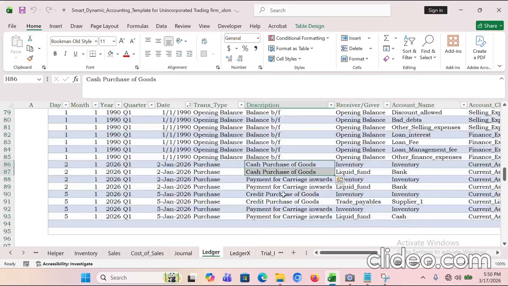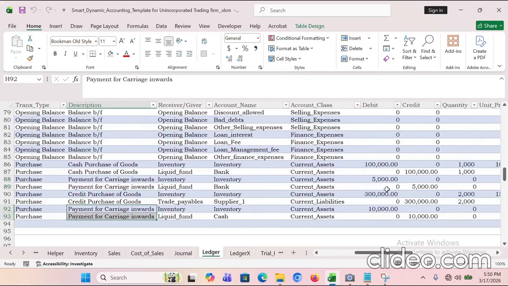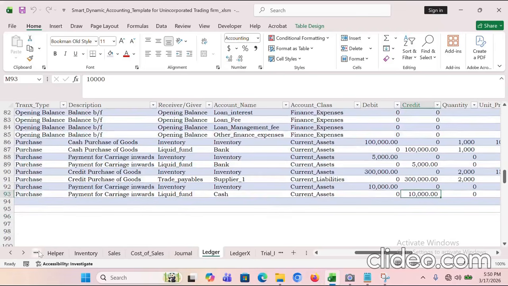This is the cash purchase, this is the credit purchase, and these are the carriage inwards. So let's see the account that you debited and credited. The account that you debited is the inventory, which is correct in accordance with the double entry principle, and the account that you credited is bank. For the second one, it was a credit purchase, so it's debited inventory and credited supplier 1. Same thing for the carriage invoice, debited inventory and credited cash. Okay, so we are on course.